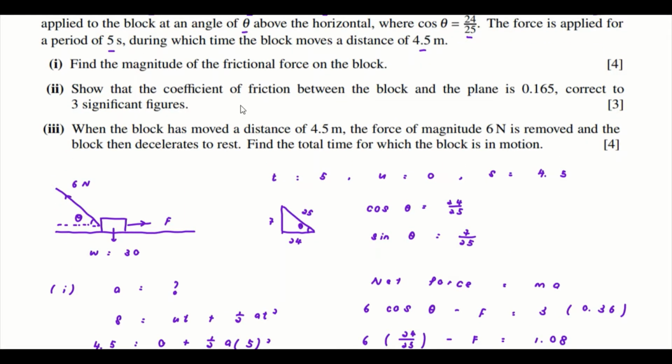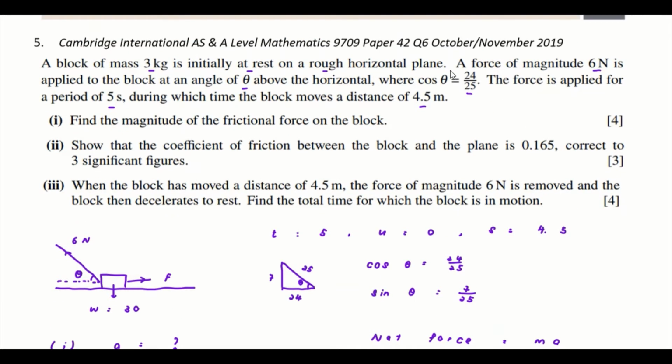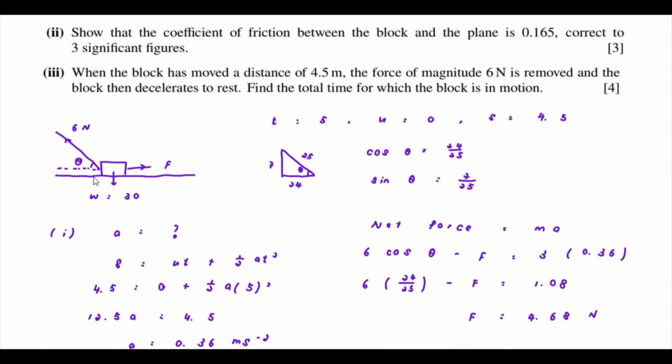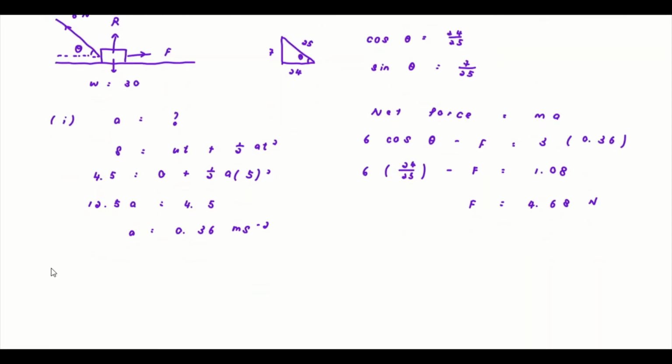So now go to number 2. We want to show the coefficient of friction is equal to 0.165. In this question, again, you have the angle here, so the normal reaction force R here is not equal to W only. You need to resolve the 6 sine theta as well. So for number 2, let's try to do the resolving part first.